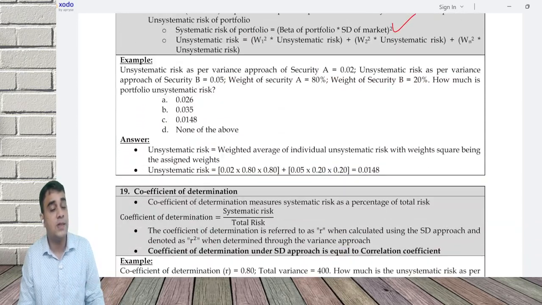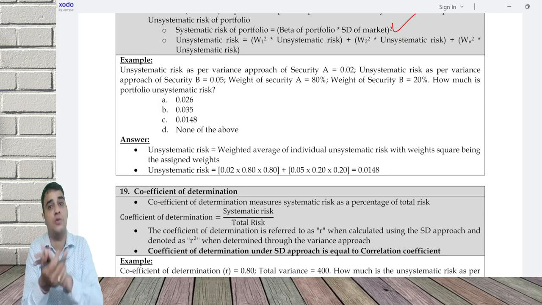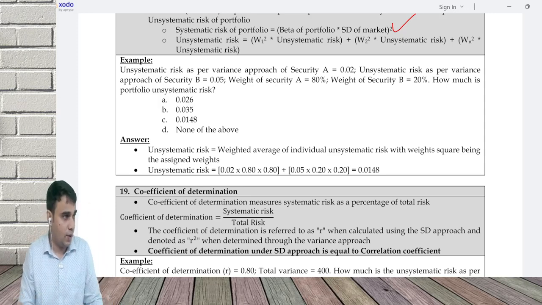So how do I do unsystematic risk? Just get the individual unsystematic risk and keep squaring. I'll add both and get the total risk. Clear? Any doubts on this? This is another approach of calculating portfolio risk, which is preferable when I have more and more securities. Will both give the same answer? No, both are unique approaches with different ways of calculation. In one exam question they both matched, but in many questions they will not match.